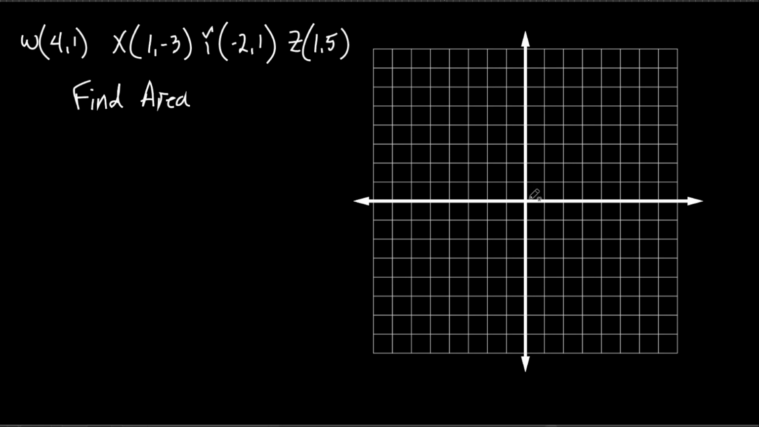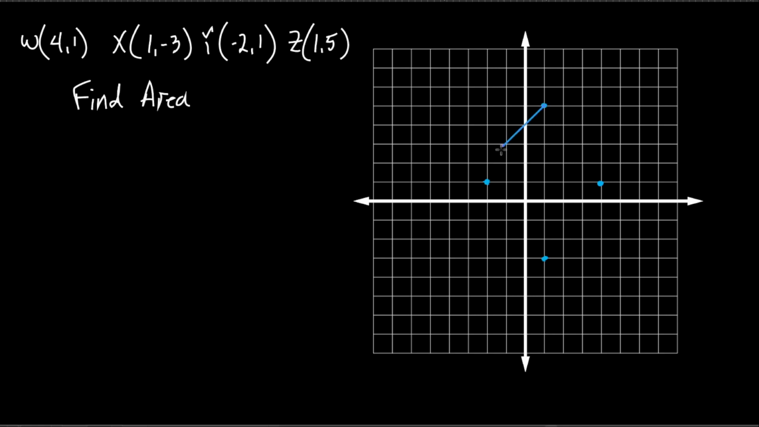All right, 4, 1. So let's do that. 1, 2, 3, 4, 1. Right there. Everybody should be good at this stuff now, right? X is 1, -3. So 1, -3. 1, 2, 3. And -2, 1. And then 1, 5. 1, 1, 2, 3, 4, 5. Right there. All right, there's our quadrilateral.